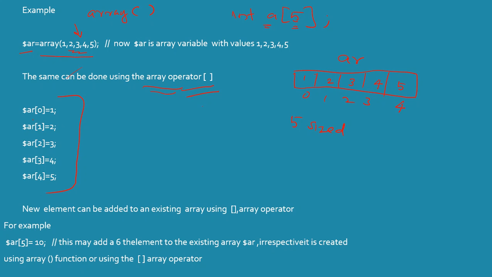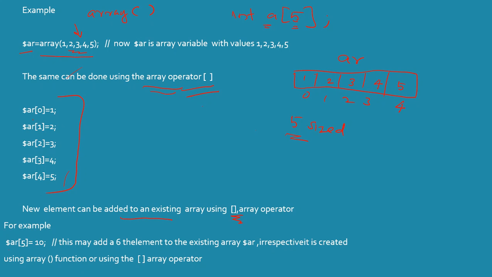Now, in both these cases, AR is going to be 5-sized. Total number of elements are 5. So the size of the array is 5. Now, if you want to add another element into this array, which is either created using the array function or created using the array operator, this is the way. If you want to add a new element, use the array operator. So this is an example.